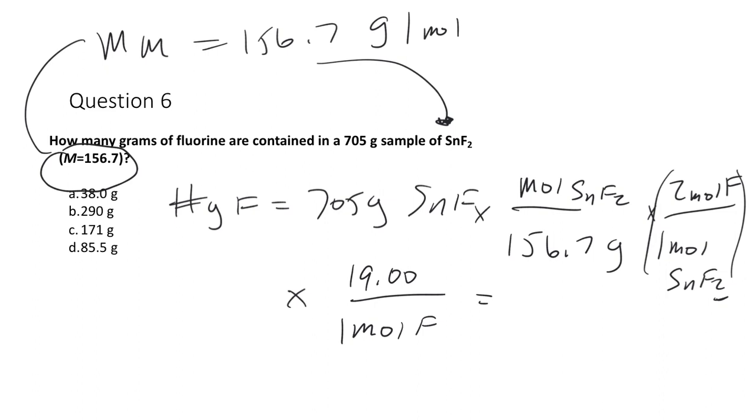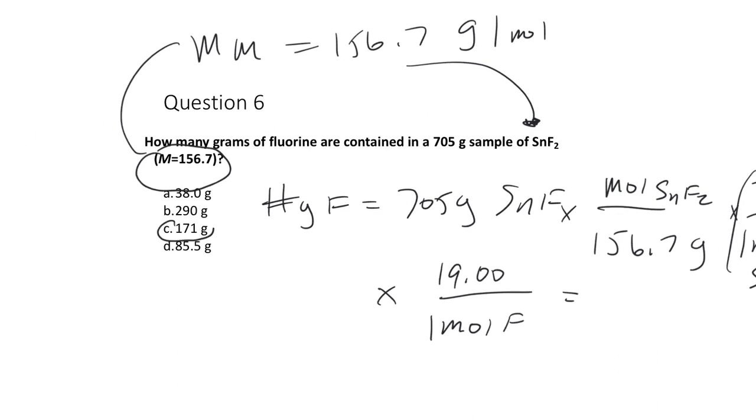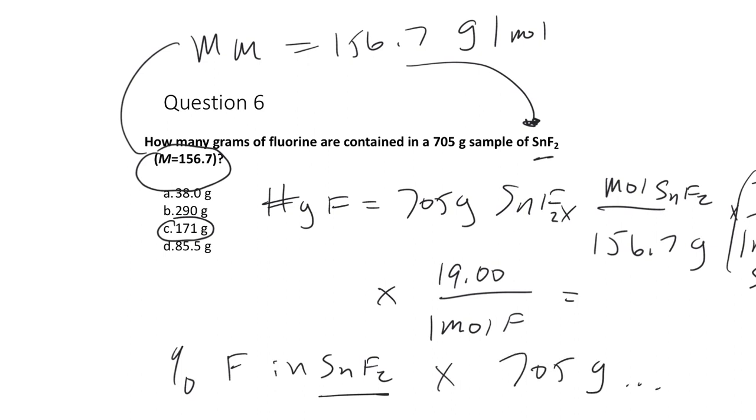That gives 170.96, so 171 grams. Now you could have also said, well, what's the percent F in SnF2, kind of like we did for sodium carbonate earlier, and just multiply this by the 705 grams. So that's another approach: just work out the percent F. So 2 times 19 divided by 156.7, and then multiply that by 705.